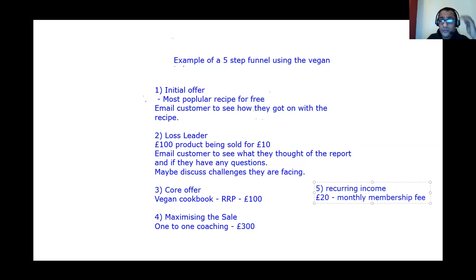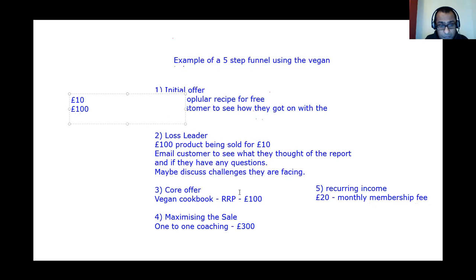So once you've done that and you've got that all running well, you should be making a profit. You should make a profit by here. So far, from this one customer over a 12-month period, you would make £10 for the original loss leader. You would make £100 from the vegan cookbook, a further £300 from your one-to-one coaching session, and then say £240 from your monthly membership fee.